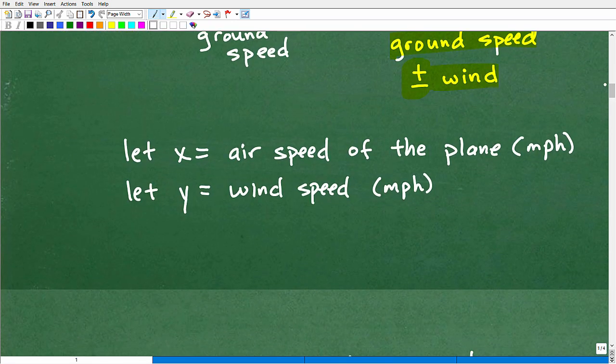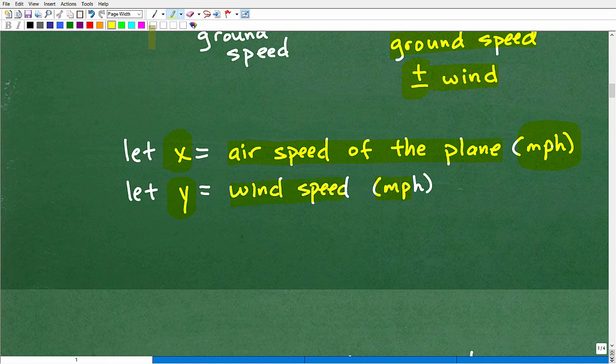Now the next thing is, let's assign some variables. Let's let x equal the airspeed of the plane in miles per hour. Again, we're dealing with miles per hour. And then we'll let y be the wind speed.